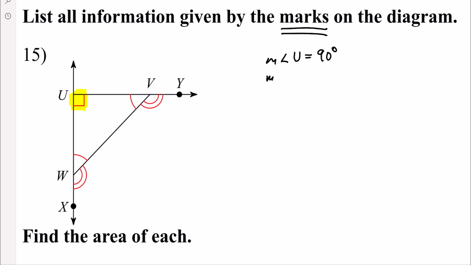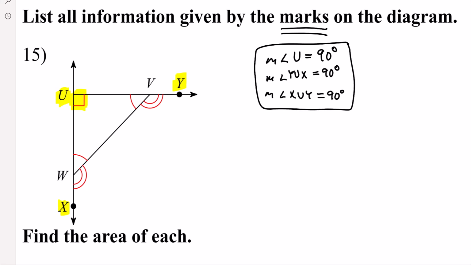You could say the measure of angle YUX is 90 degrees, or the measure of angle XUY. So that takes care of these three things right here. Take care of that angle and those markings. All right, I'm going to erase the yellow highlighters now.